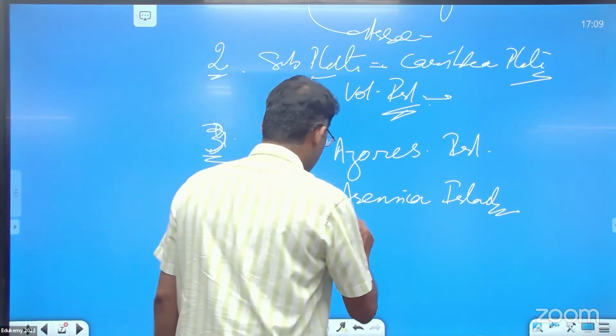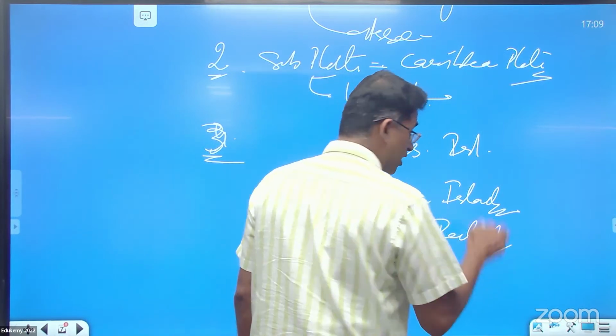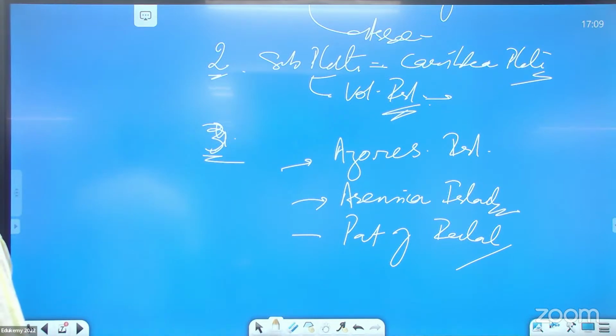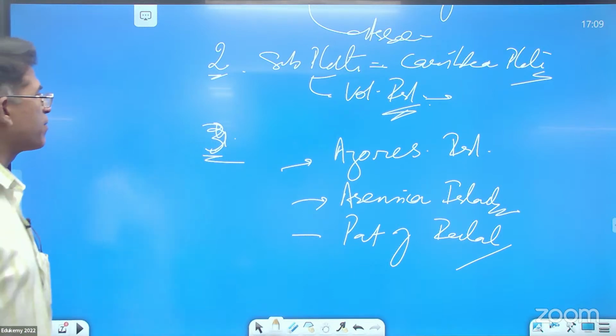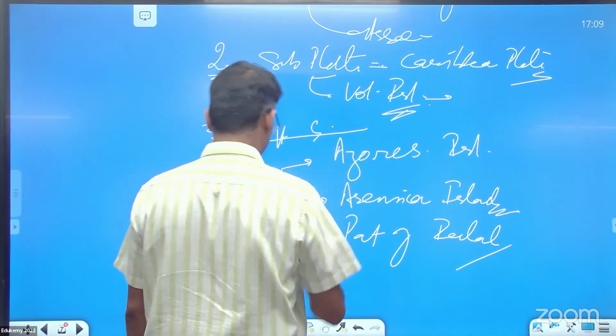And the third is part of Iceland, the southern part of Iceland. The northern part of Iceland is part of the continent. It is continental, an extension of the Scandinavian highlands. Southern Iceland has hotspot activity. There are a lot of volcanic eruptions here. So there are certain hotspot islands.